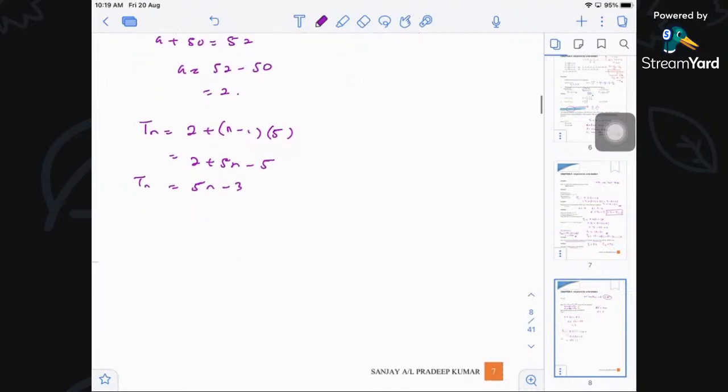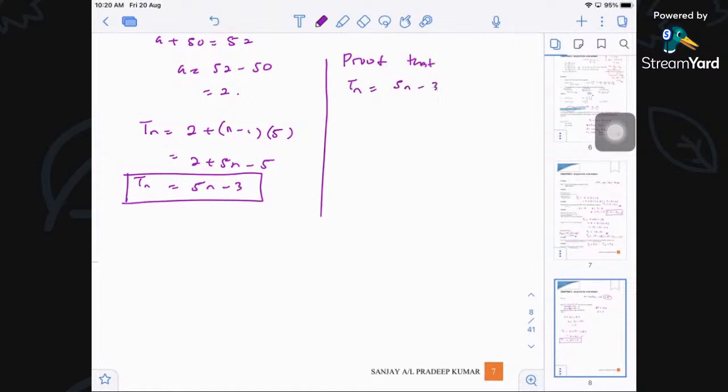Now, if I give you this formula and I tell you I want you to prove, if let's say the question tells you, prove that Tn equals 5n minus 3 is an arithmetic sequence, or series. So how do you prove that this is an arithmetic sequence over there? Can you understand until here? Okay, now let's see how to prove that this is an arithmetic sequence.